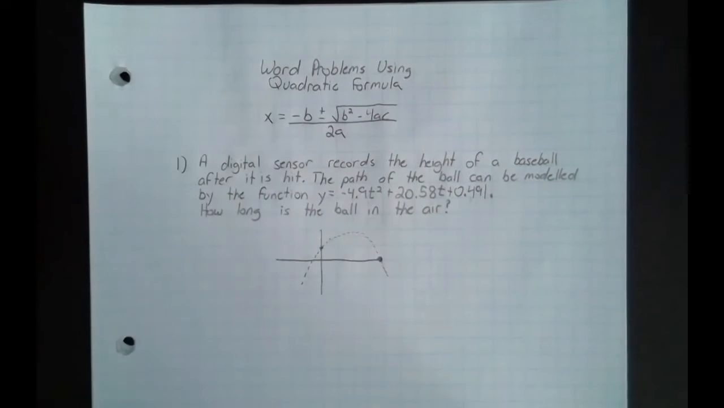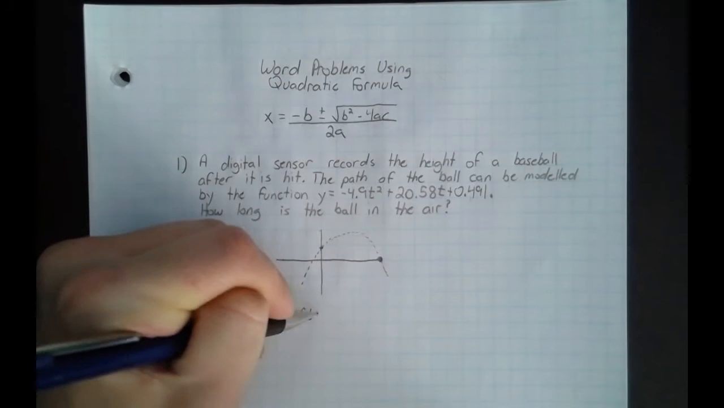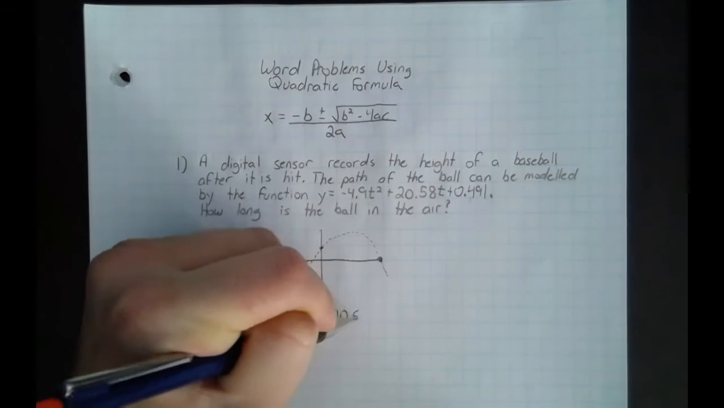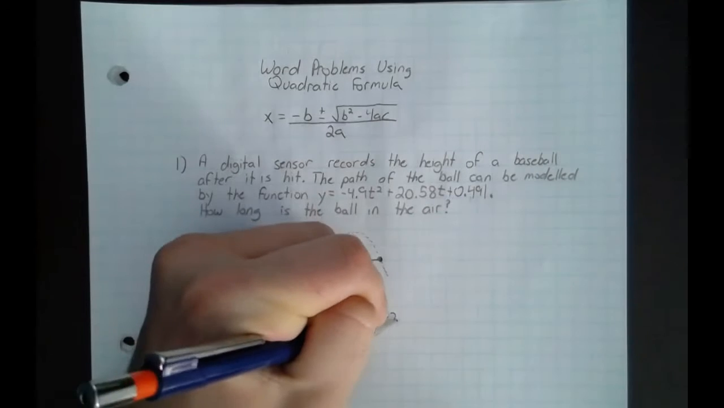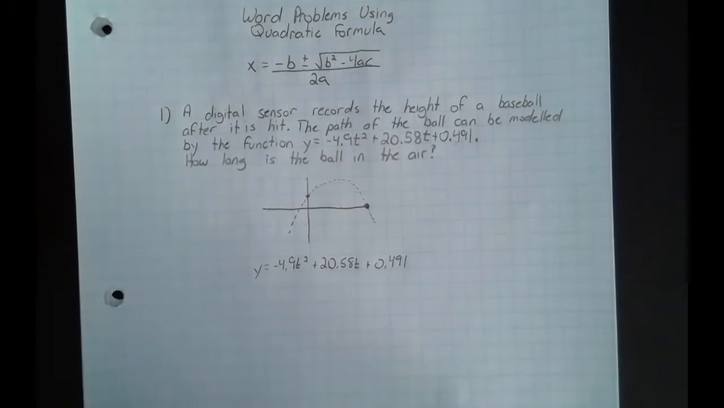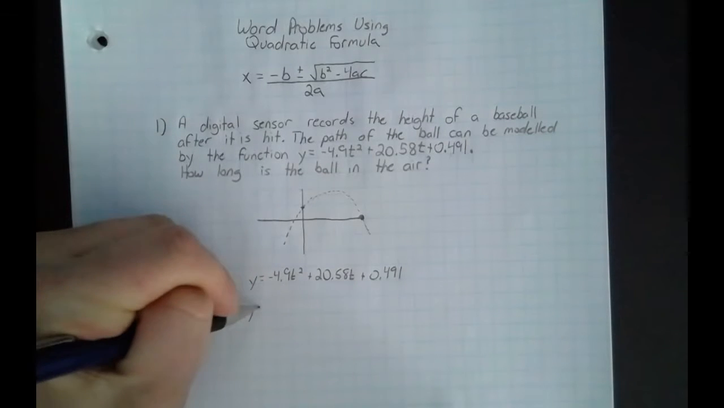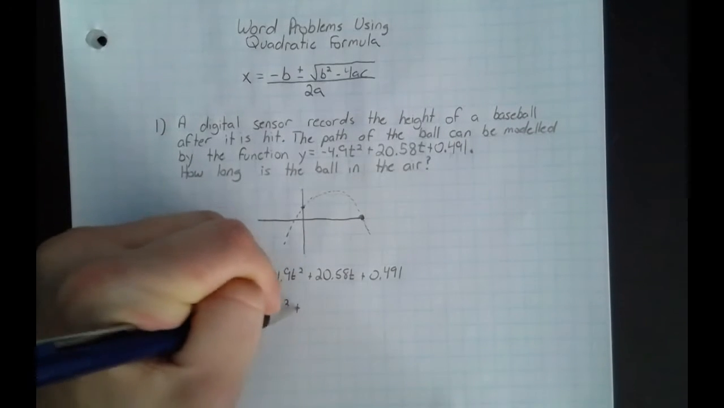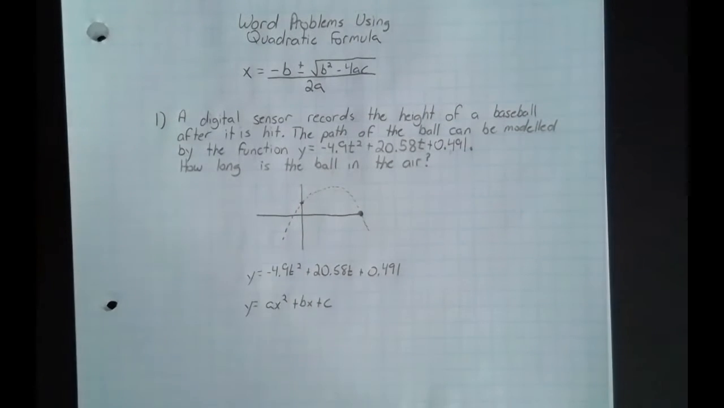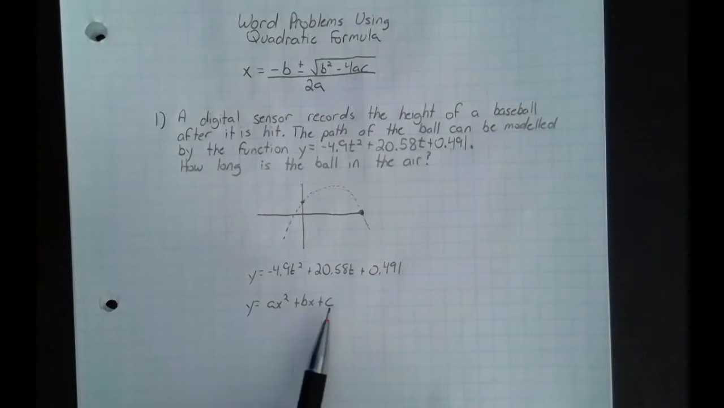So let's look at the equation we have here. We have y equals negative 4.9t squared plus 20.58t plus 0.491. It's really important that we understand where these a, b, and c values come from. So let's look at our equation in standard form. It's y equals ax squared plus bx plus c. So a and b are actually coefficients in front of the variables here. C is just our constant.